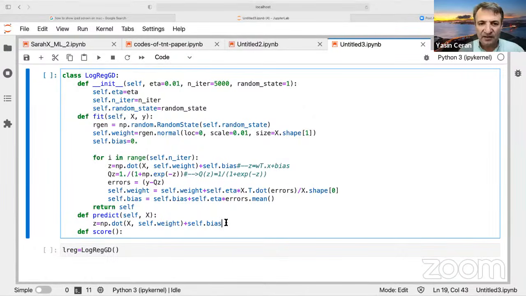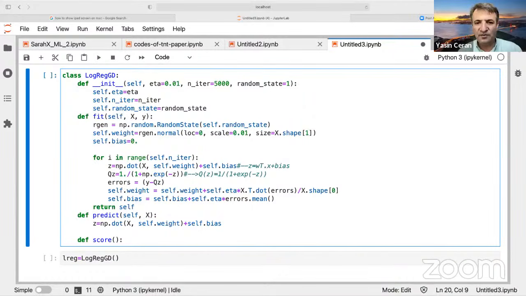So I found Z. Now what I'm going to do is decide whether Z is greater than or equal to 0.5. So I return np.where Z greater than or equal to 0.5. It's going to be the same as we discussed. Whenever it is greater than 0.5, return 1, otherwise return 0. That is prediction. So we're done with prediction. It's very simple.